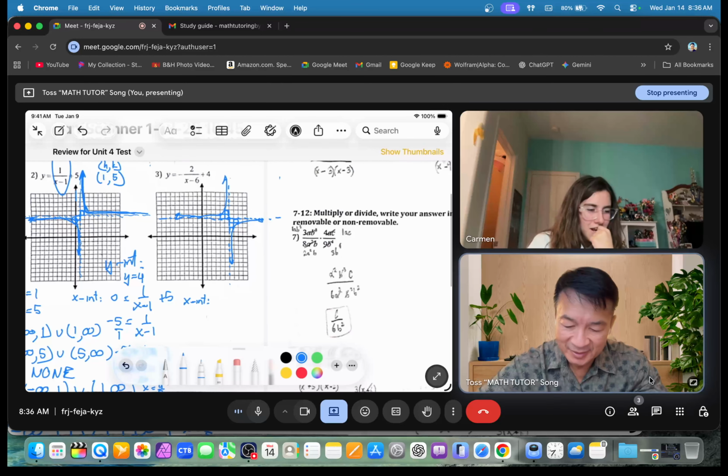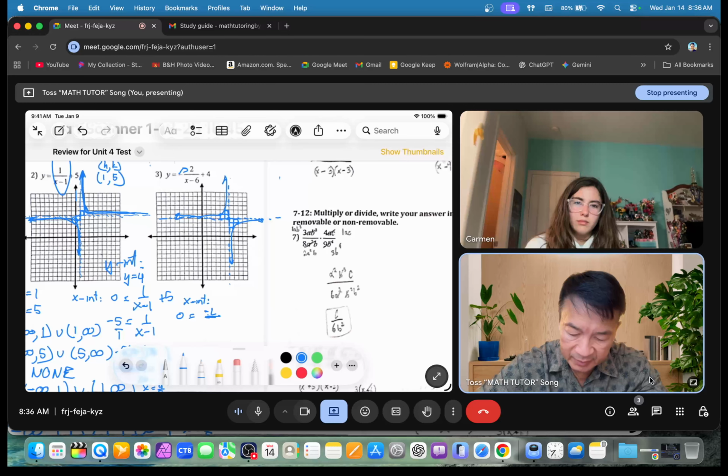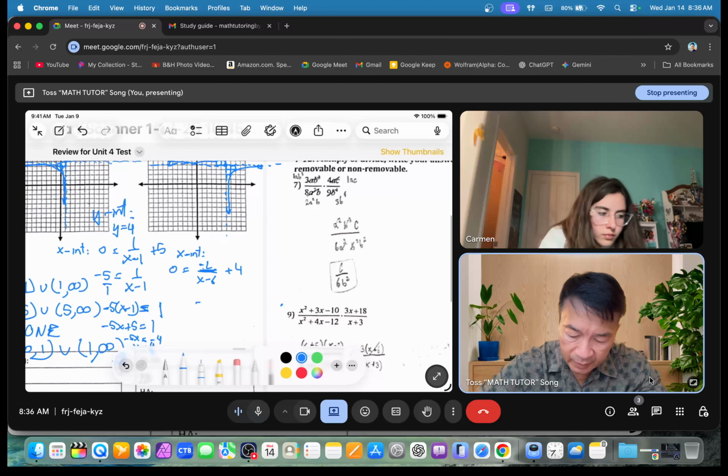So x-intercept, you substitute y equal to 0. So here we go. Negative. To make it easier, give the negative to the 2. If you didn't know that, you can do that. X minus 6. So it's a negative for the whole thing, the numerator, the whole fraction. So give it to the 2. Okay. Subtract both sides by 4.